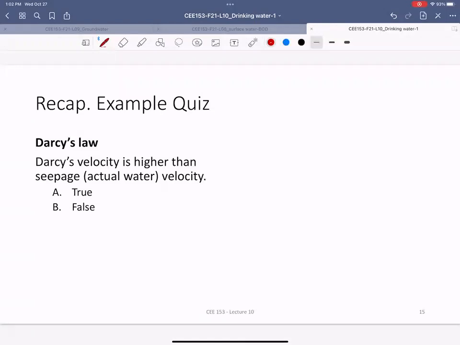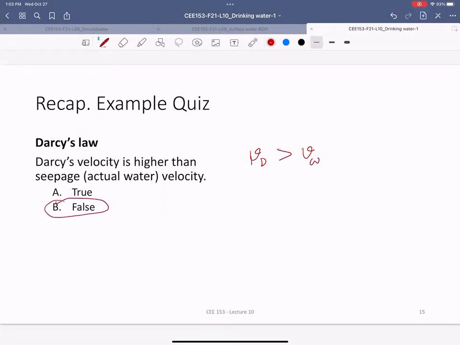All right, so let's have some example quiz. The first question is, Darcy's velocity is higher than seepage velocity. Seepage velocity is the actual velocity of water. So I'm saying Darcy's velocity is greater than the velocity of water. Is this true or false? Raise your hand if it is A. Raise your hand if it is B. So I didn't see any A.